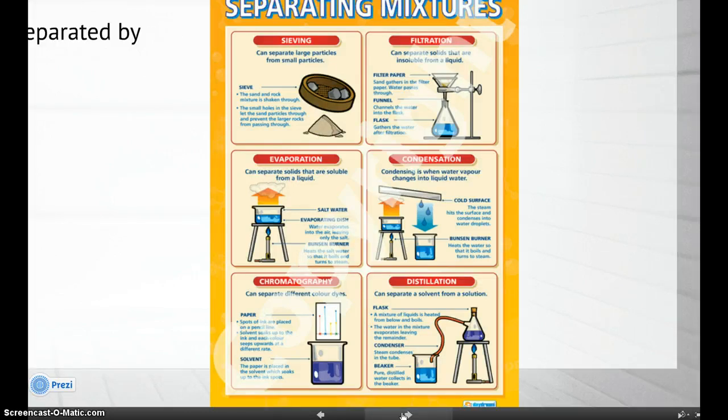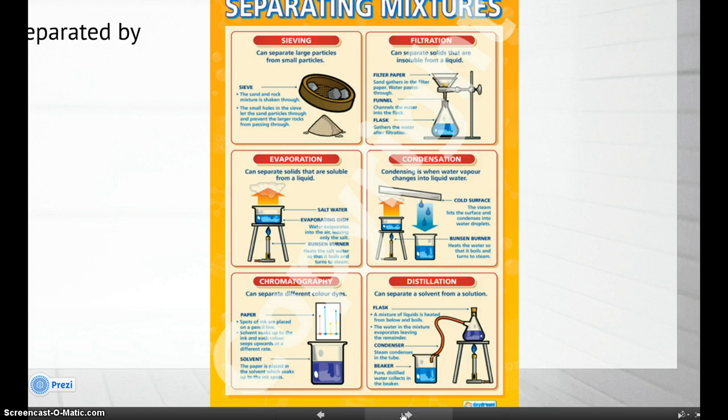Filtration would be using some type of filter paper. You would pour the substance into another container and allow it to travel through filter paper. So you might gather sand and then the water would still travel to the next beaker or flask or container.